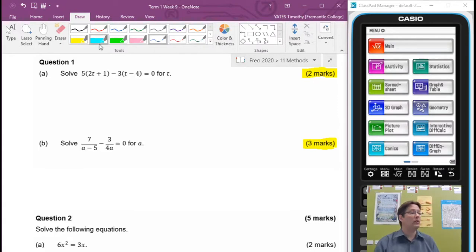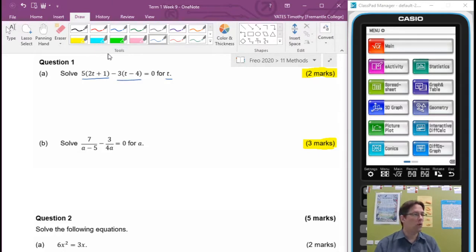So first up, we've got a fairly straightforward solve an equation. It's a linear equation, so it's not going to be too difficult. There's only going to be one solution. So let's have a look. So obviously we've got: solve 5(2t + 1) − 3(t − 4) = 0.